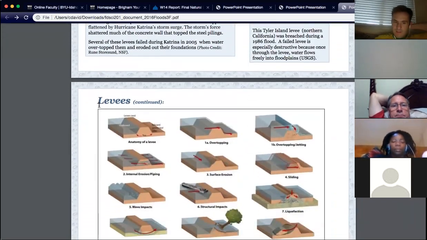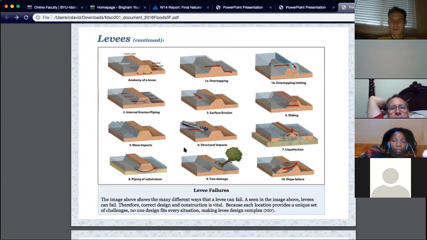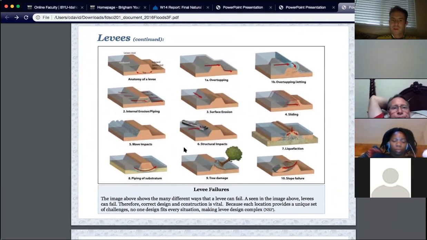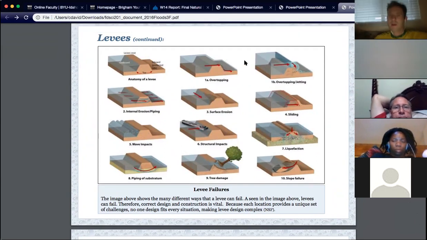So there's different types of levees and kind of the anatomy of a levee. I'm not really going to talk too much about this. So it shows a couple of different things, just some of the problems you can have with levees. So you get overtopping, which is basically the levee doesn't break. You just get more water than the levee can handle, and it just goes over the top of the levee. You've got overtopping and jetting. This one, internal erosion and piping. So basically, all of a sudden, something happens, and the water can now go through the levee. It's more like a membrane than an actual wall. So it just kind of passes through the levee.